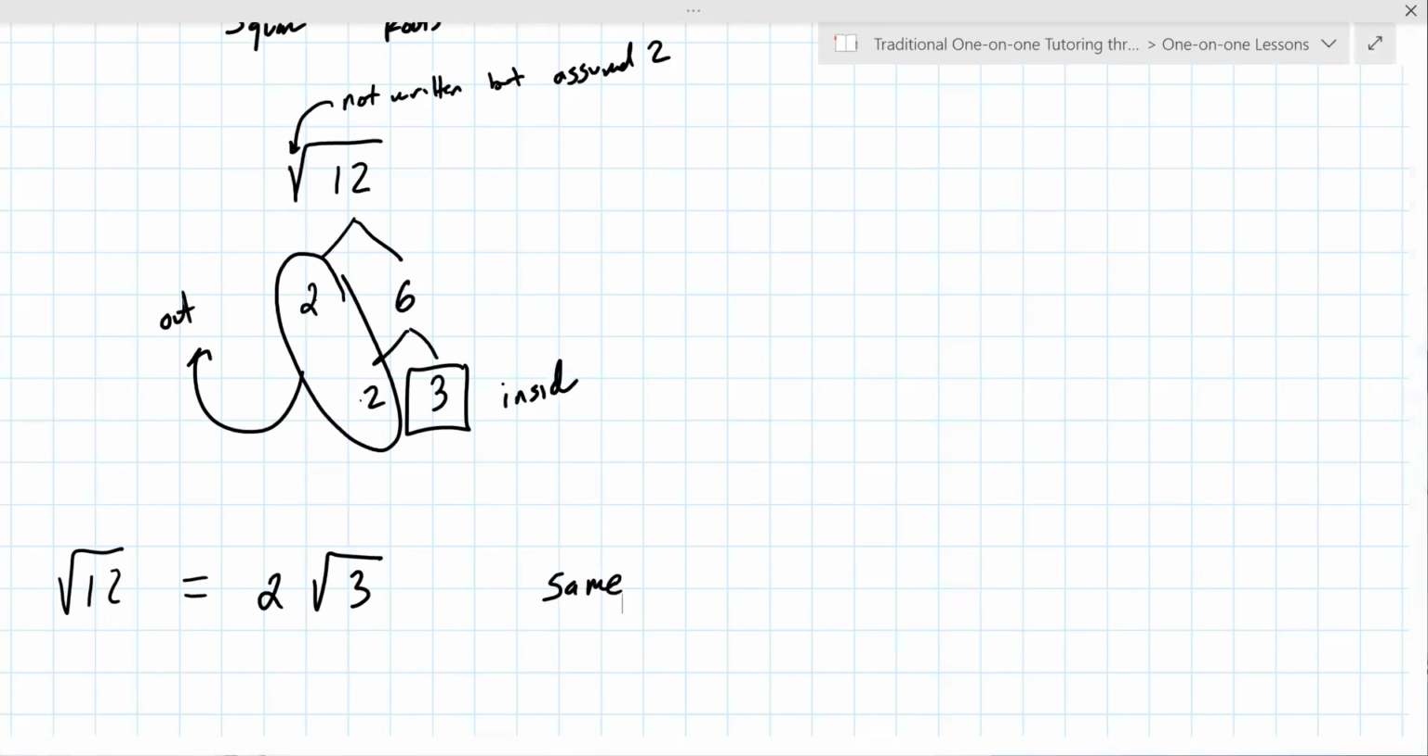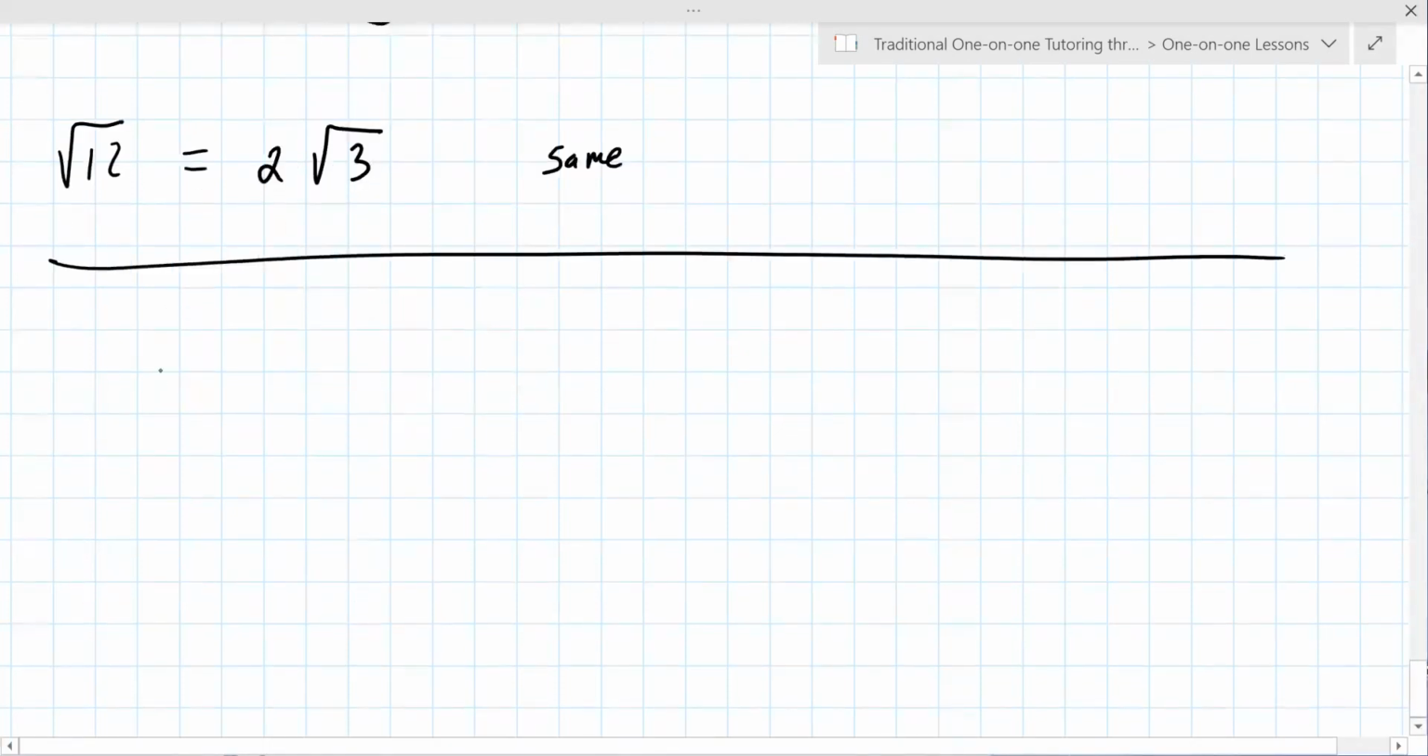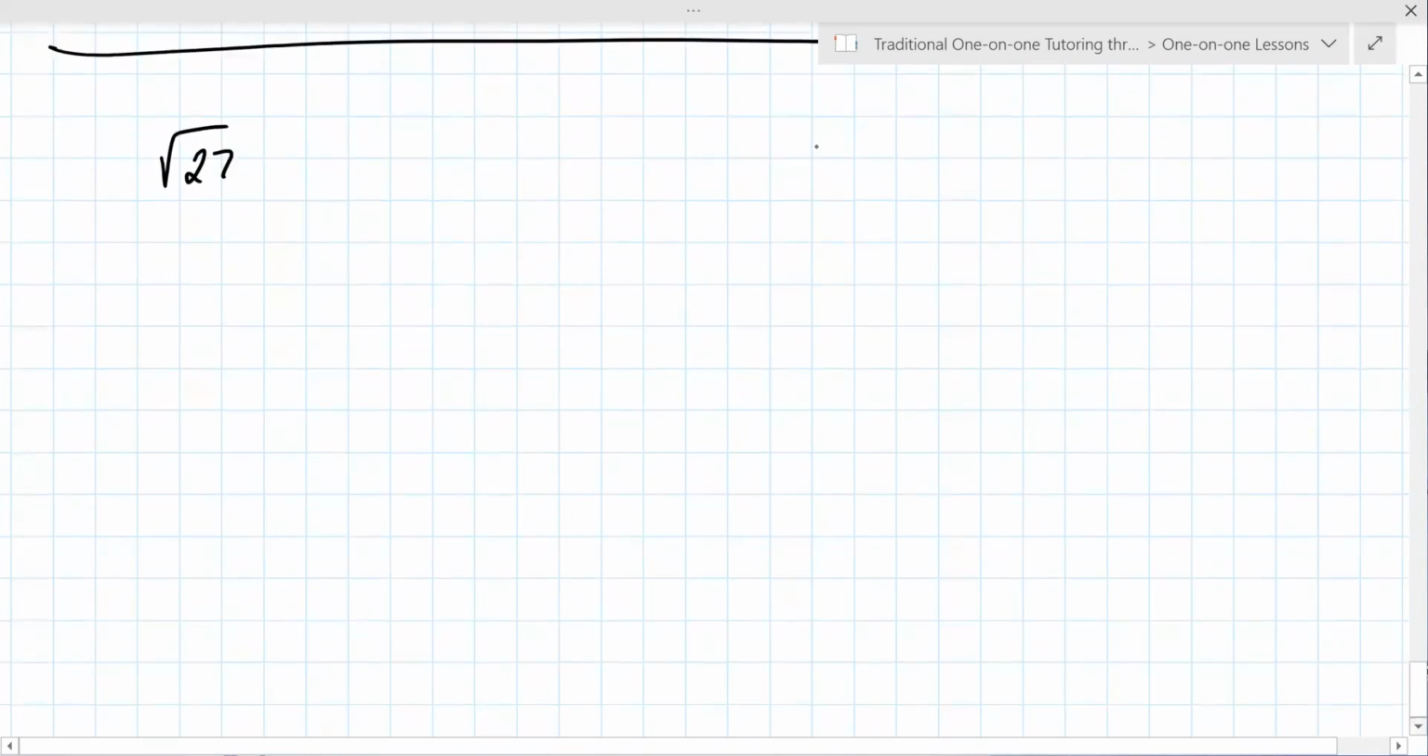Okay. So let's try another one here. Let's try the square root of 27. Does 2 go into 27? No. So we go to the next prime number, which is 3. Yes, it goes into 9, 3 and 9, 3 and 3. And so for each pair, you pull 1 out.